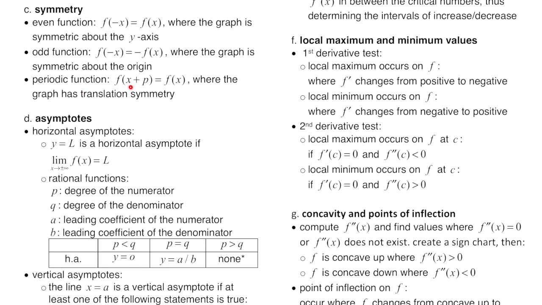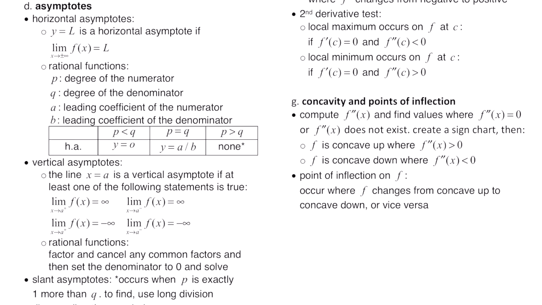If you do f of x plus p and you simplify and you get out the original function, then the graph is a periodic function and the graph has translation symmetry. Next, we have asymptotes. For horizontal asymptotes, the line y equals L is a horizontal asymptote if when you take the limit as x goes to positive or negative infinity of f of x, you get out the value L. If that's the case, then y equals L is the horizontal asymptote.